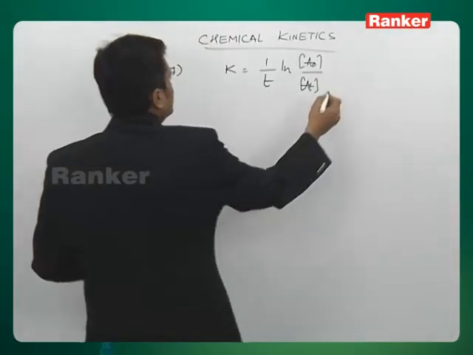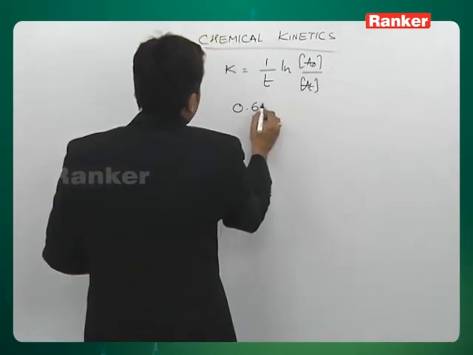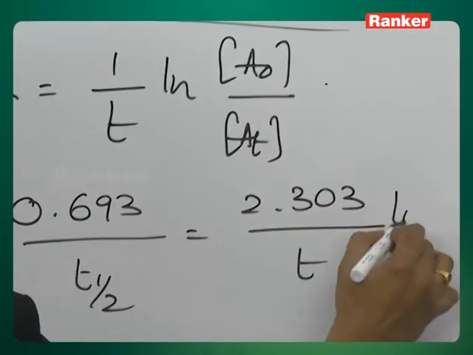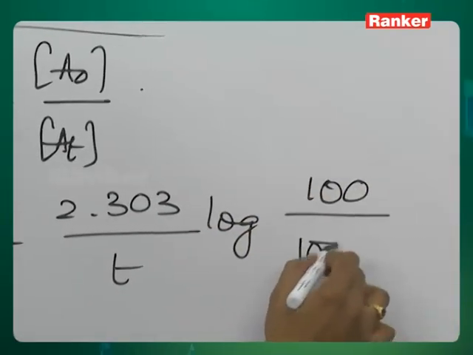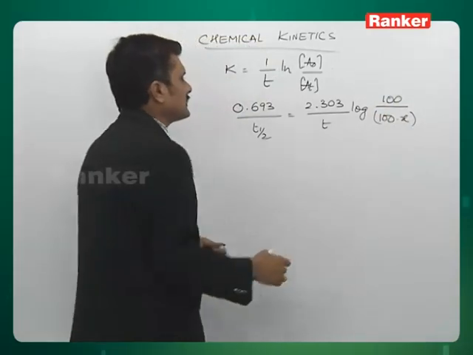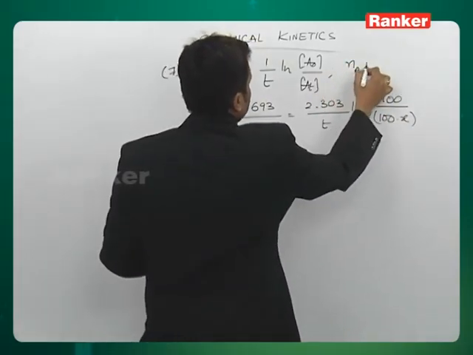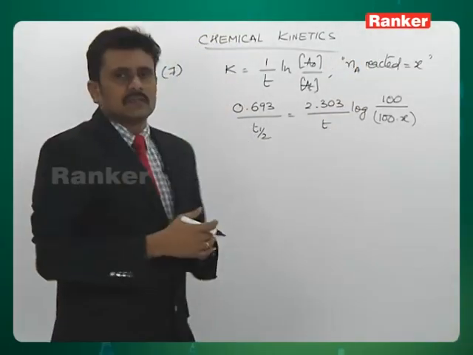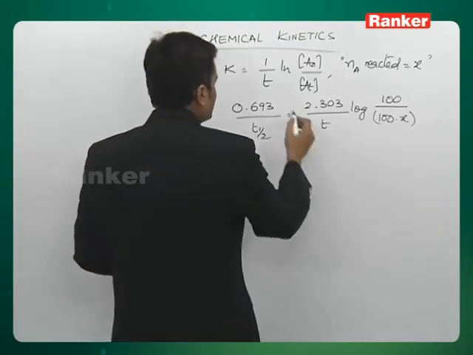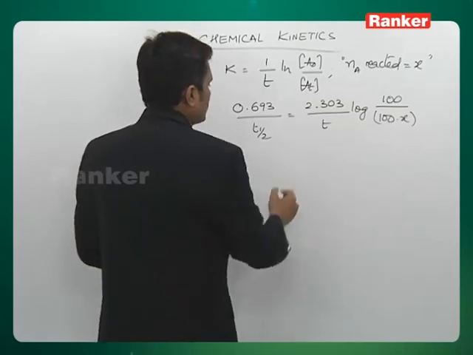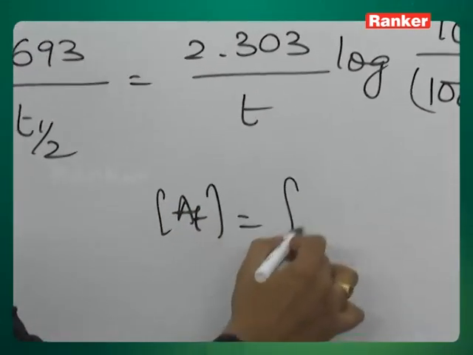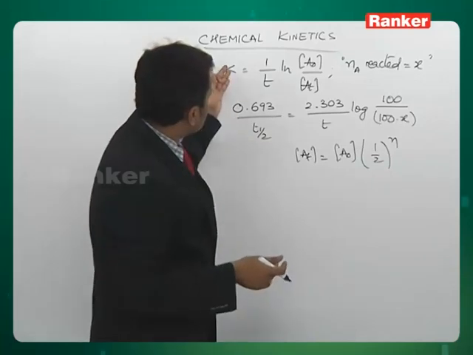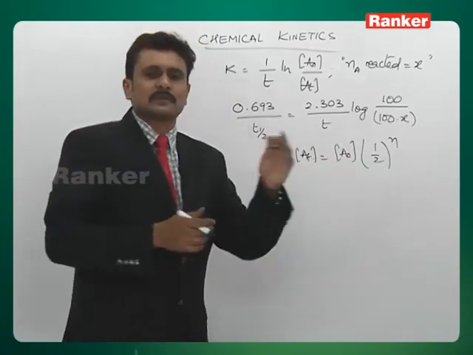Since the percentages are asked, we can rewrite this equation as K equals 0.693 by T half. I am taking the base 10 and the initial concentration as 100, and the remaining will be 100 minus X, if the number of moles or concentration of A reacted is assumed as X. So the final concentration, as you have seen in the previous case, is equal to the initial concentration into 1 by 2 whole power number of half-lives. Either we can use this relationship or that relationship depending upon the requirement.